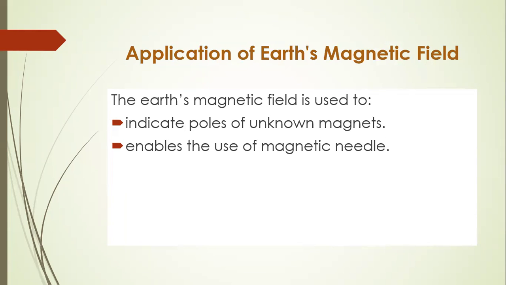The second one is that the Earth's magnetic field enables the use of the magnetic needle. Without the Earth's magnetic field, you can't use the magnetic needle to locate various places on the Earth's surface. So the Earth's magnetic field is very essential in using the magnetic needle to locate various areas or places on the Earth's surface.